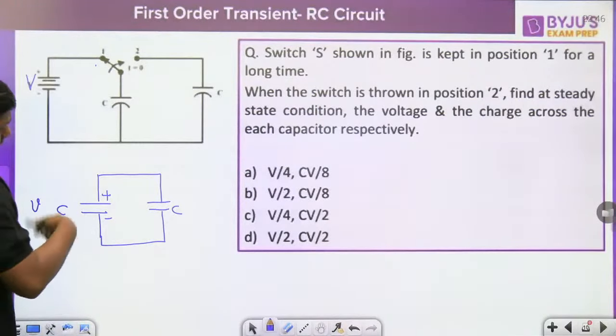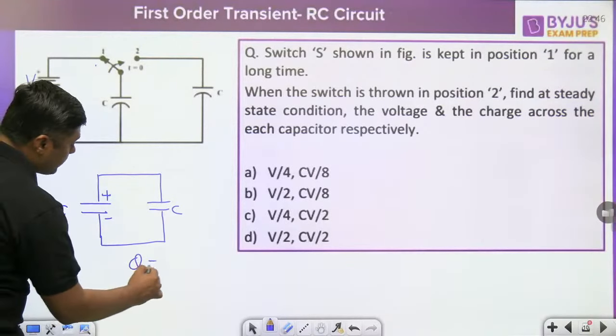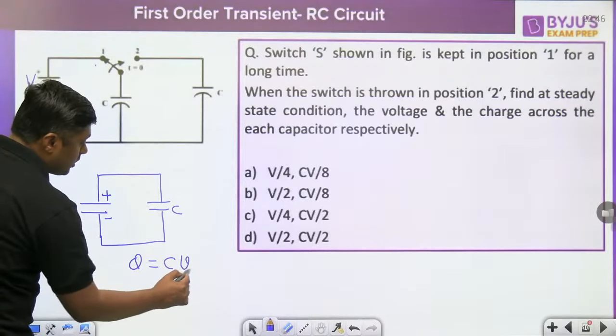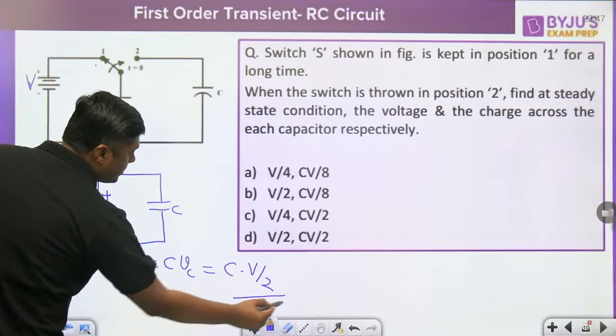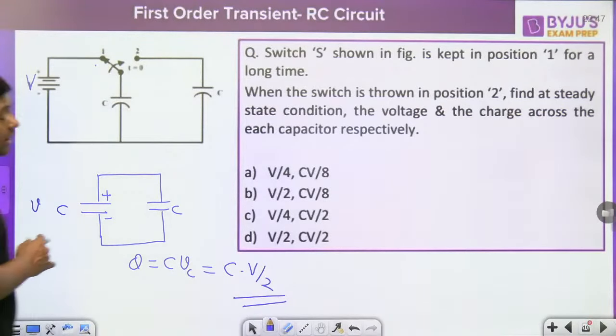And second thing, what will be the charge? Q is equal to what? CV. What is the voltage across the capacitor? C into V by 2. That will be the charge across each capacitor.